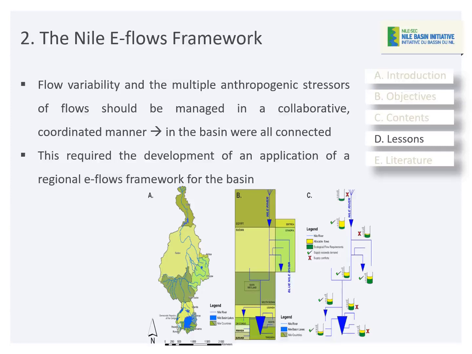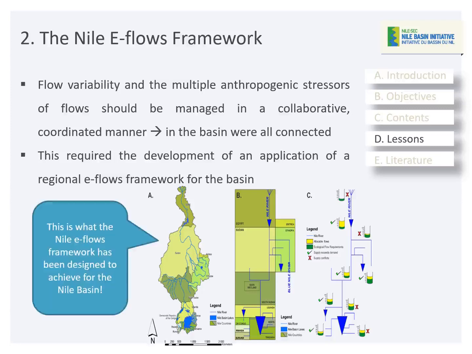So this required the development of an application for a regional environmental flow framework for the basin, which would allow us to learn from all of the environmental flow assessments that are being undertaken, and to build that database, so to speak, of environmental flow ecosystem response information with altered flows, and then to start to apply environmental flows across different parts of the basin, which we would never be able to achieve if we had to do every system one by one by one. This is what the Nile eFlow framework has been designed to achieve in the basin.